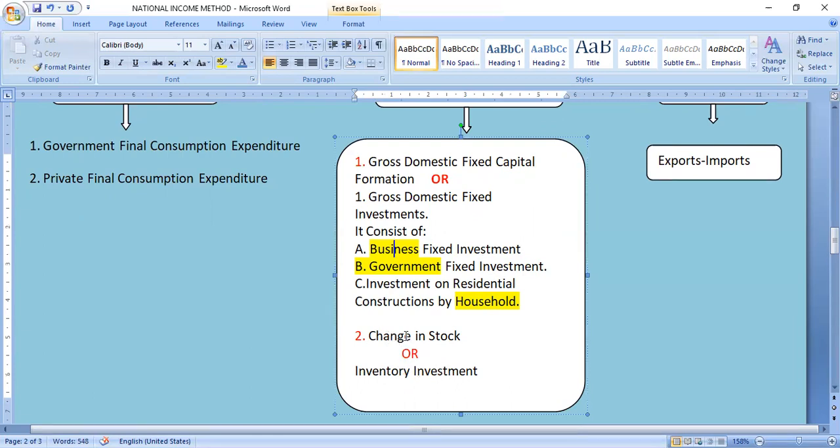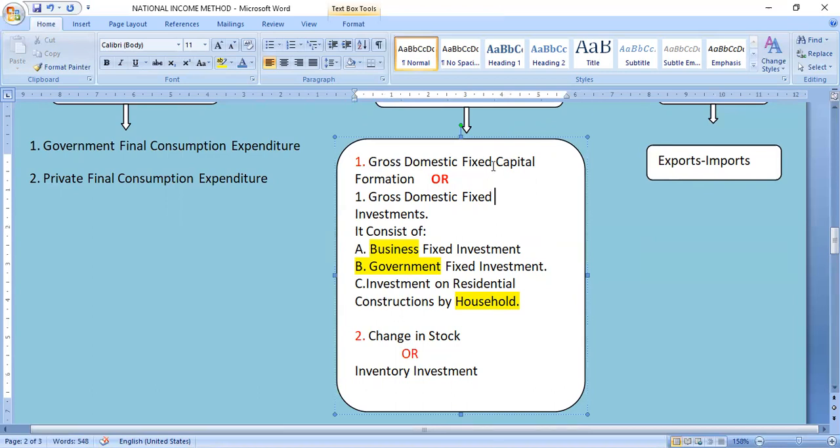How to calculate change in stock? Closing stock minus opening stock. Again, try to understand, it is given as gross. Net may also appear. For net and gross, there is only one difference, depreciation. If only gross domestic capital formation is given, it means we have included both fixed investment and inventory.